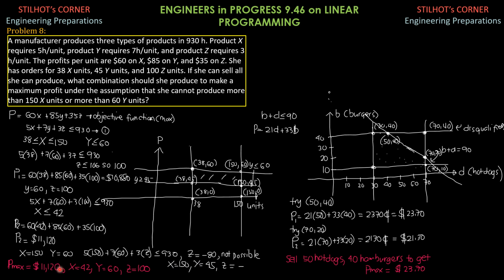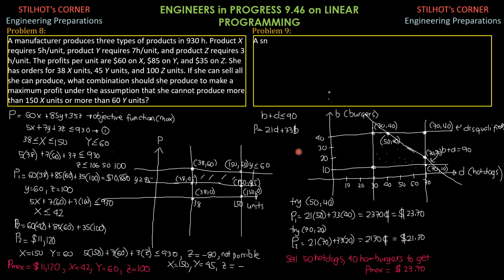Therefore, we finalize the answer as the maximum profit is $11,120, and that happens when X is 42, Y is 60, and Z is 100. So this is the combination of products X, Y, and Z to be produced respectively, so that we obtain this maximum profit.